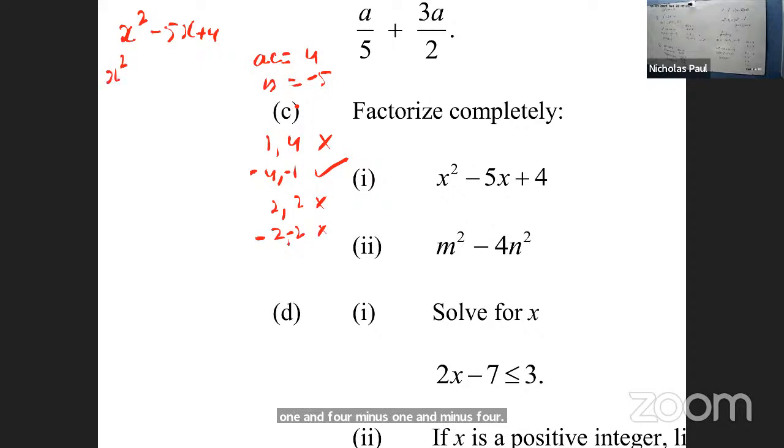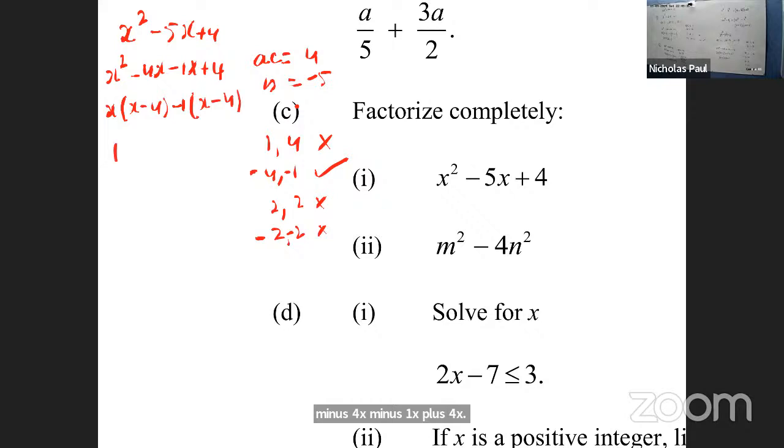So you'll be left with x squared minus 4x minus 1x plus 4. They both have x in common and they both have minus 1 in common. And then we get x minus 4, x minus 1. Okay? x minus 4, x minus 1. That is your answer.